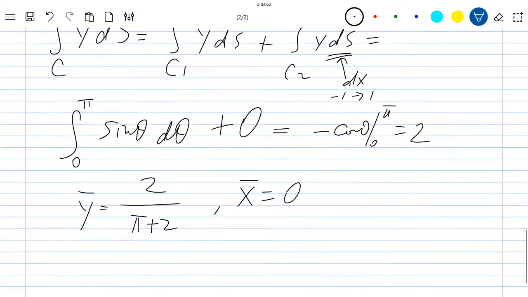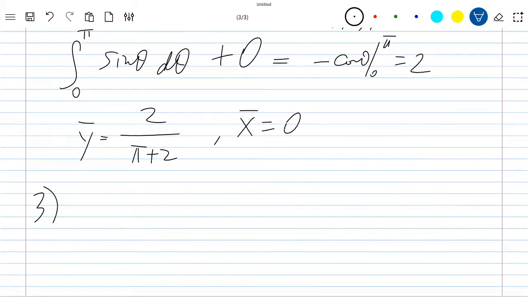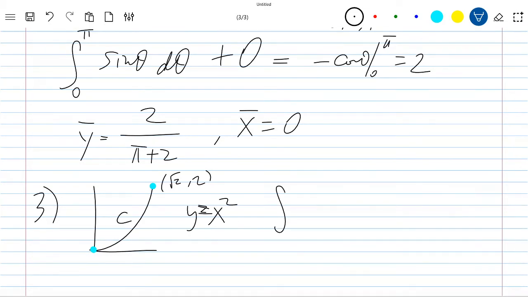Okay. Let's see one more example. Suppose you have a parabola y equals x squared, and let's say from the origin to a point, say this point is root 2, 2. Okay, x equals root 2, y equals 2. Let's find the integral along this curve of, let's say, x times ds.